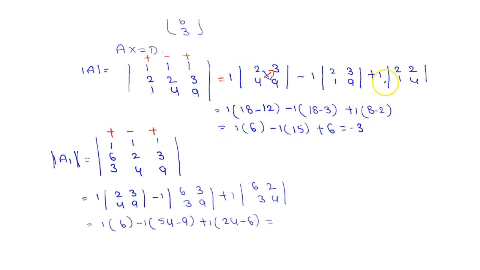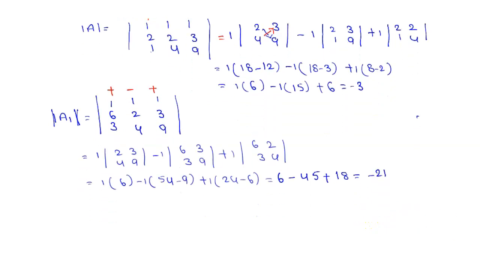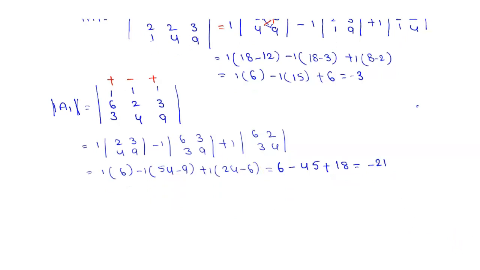Here the value is 6. Here the value is 6 minus, 54 minus 9 is 45, plus 24 minus 6, that is 18. So here 18 plus 6 is 24. 24 minus 45, that is minus 21. Minus 21. So next, same method.